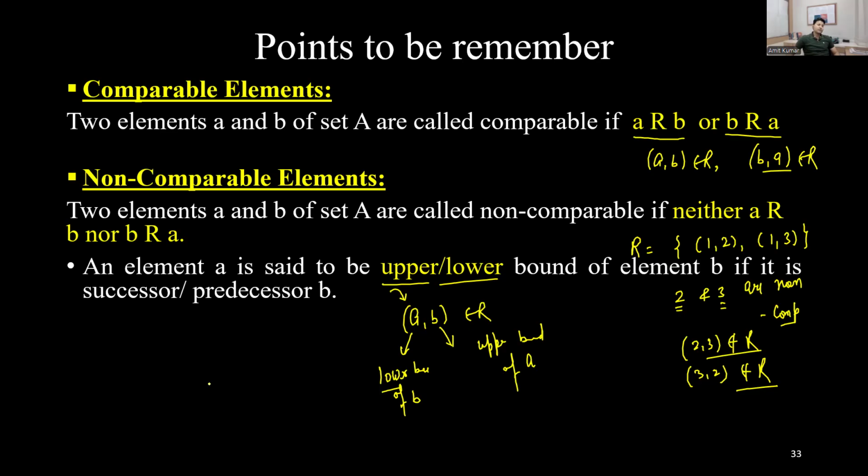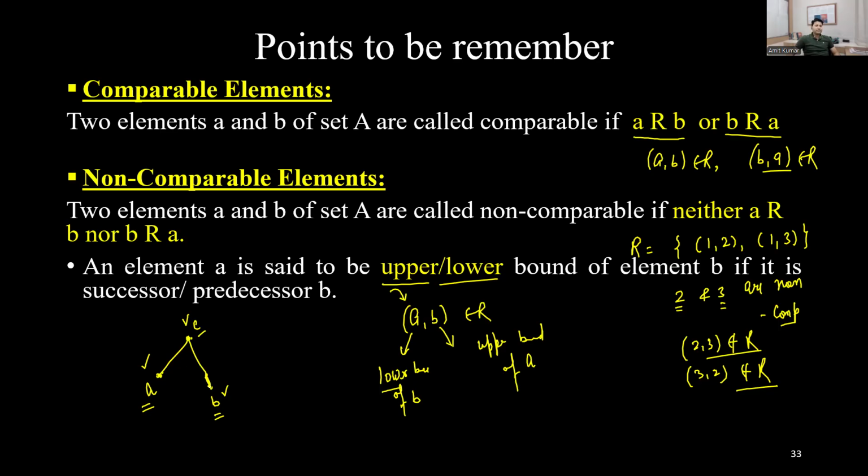This can be directly taken from the Hasse diagram also. Suppose a Hasse diagram is there which has these three elements. A is the lower bound of C. B is the lower bound of C. So C has two lower bounds. C is the upper bound of A and C is the upper bound of B also.